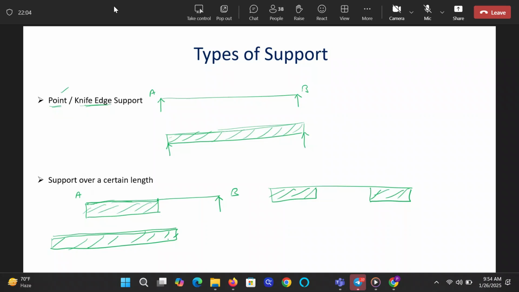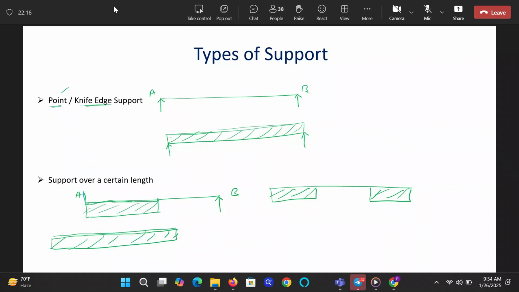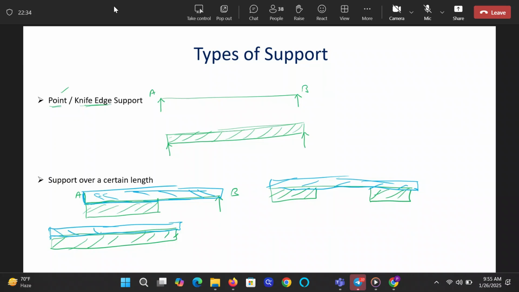Now, instead of this light beam, if I want to make it a beam of uniform cross section, then my supports don't change, only the beam will change, guys. If supports remain the same, then my beam instead of being a light beam has now become a beam of uniform cross section.